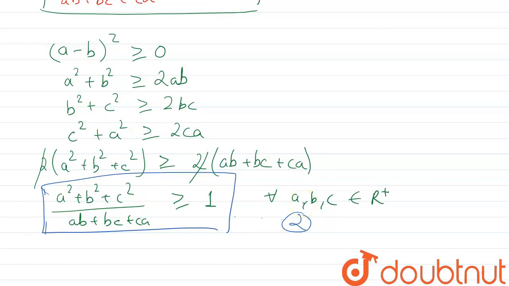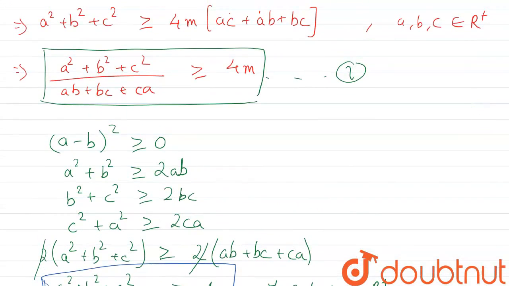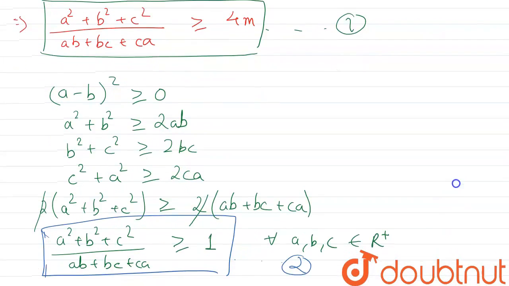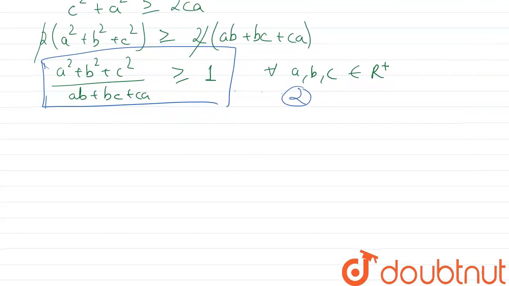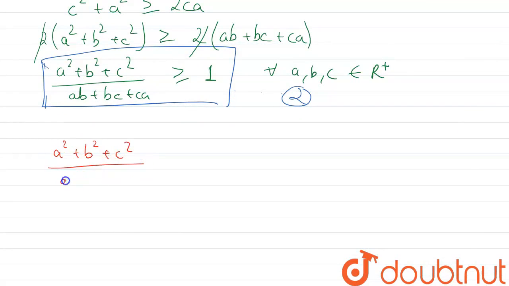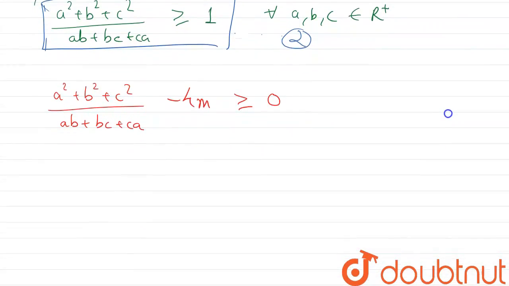Fine. So this was our equation 1 and this is our equation 2. Fine. So now we can also write this first equation as a square plus b square plus c square upon ab plus bc plus ca minus 4m. We can simply move this 4m to this side, so it will become minus 4m, fine.